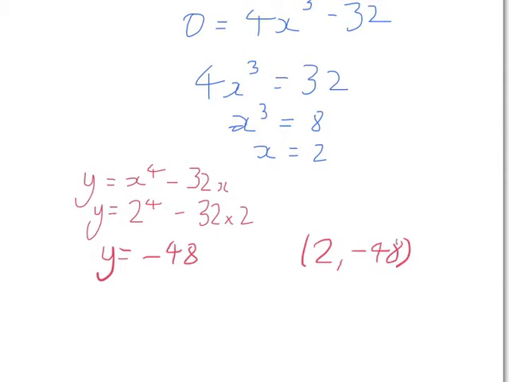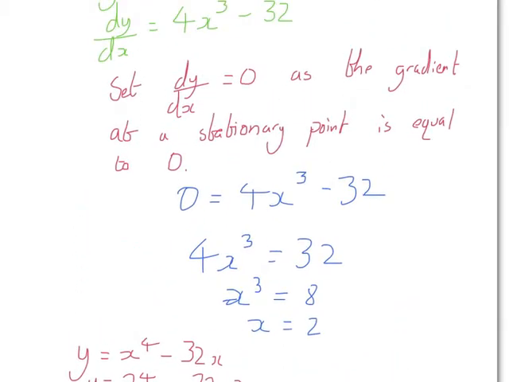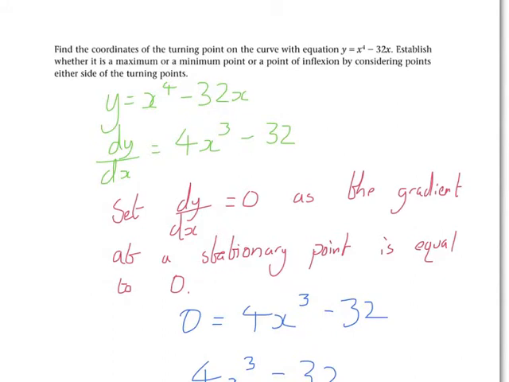Now it asks us in the question to find out whether this is a maximum, minimum or point of inflection by considering the points either side of the turning point. What this means is we want to look at the gradients on either side of the turning point. So now we know that the turning point is at x equals 2. We want to find out what the gradient is at x equals 1 and when x is equal to 3. And then we can discover whether this is a maximum, minimum or point of inflection.